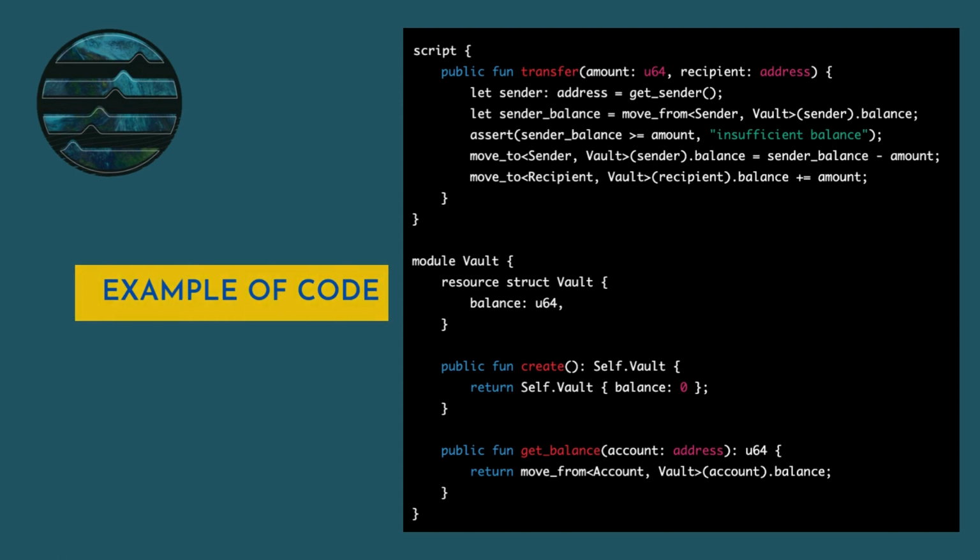The vault module defines the vault resource struct, which is used to store the balance of each user's vault. The create function is used to create a new vault resource for each user, and the get_balance function is used to retrieve the balance of a given account. Note that this is just a simple example, and Move code can be much more complex depending on the requirements of the smart contract or application being developed.